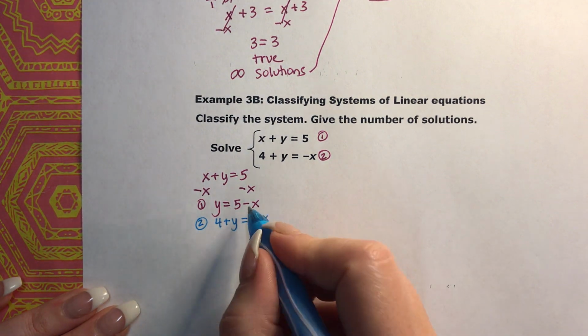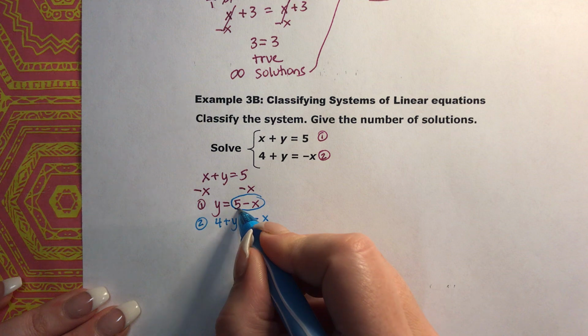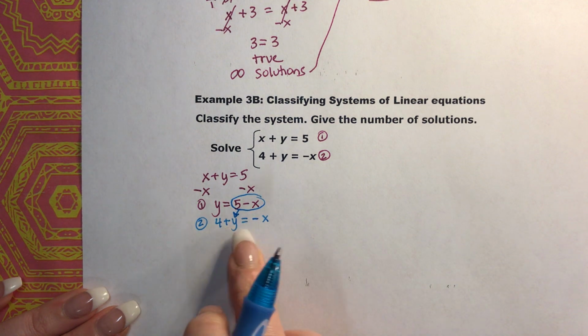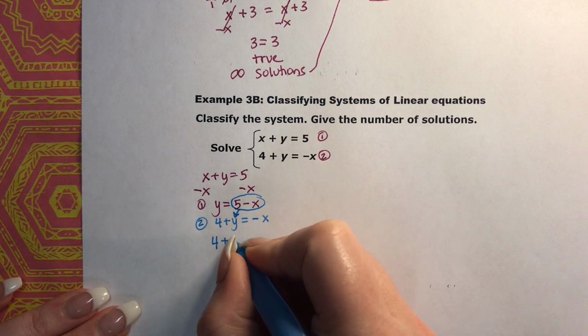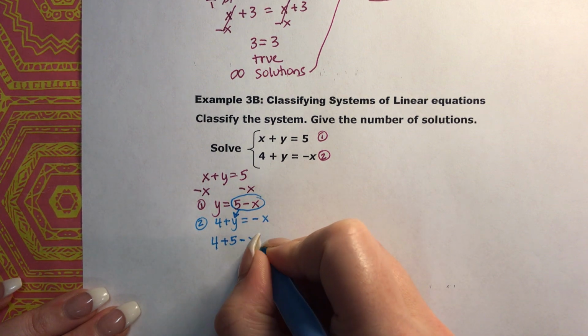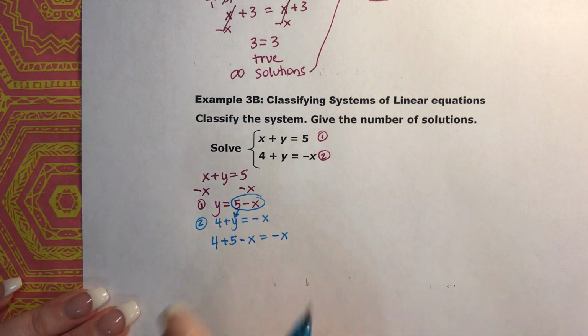Okay, so this is what y equals. So I'm just going to substitute it in. And since it's that positive 1, we don't need to put parentheses. So it's really just 4 plus, substitute that whole thing in, 5 minus x equals negative x.